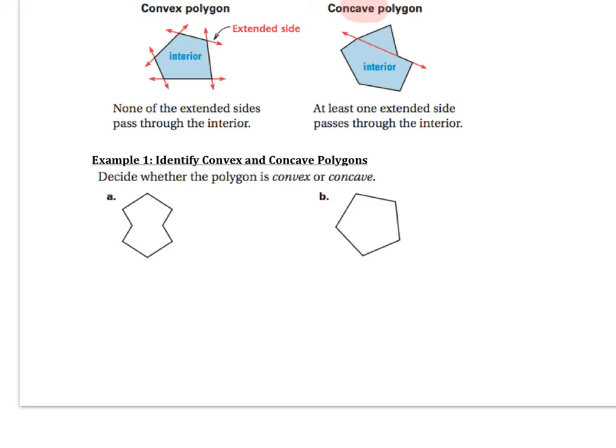So we're going to identify whether the polygon is convex or concave. Looking at the first one, if I extend this side, it crosses through the interior. So this would be concave, or it caves in. In the second one, you extend any of the sides, and it doesn't go through the center at all. So this would be convex.